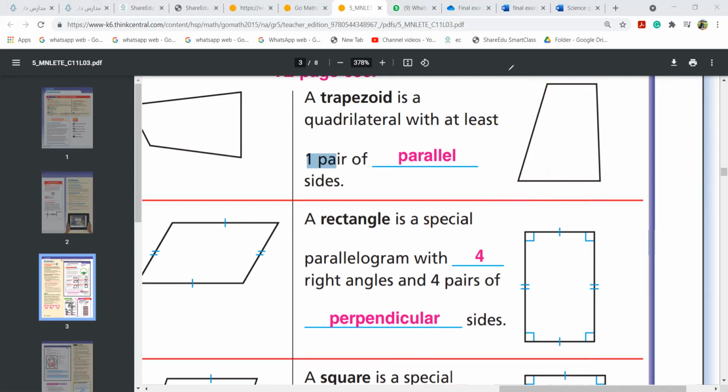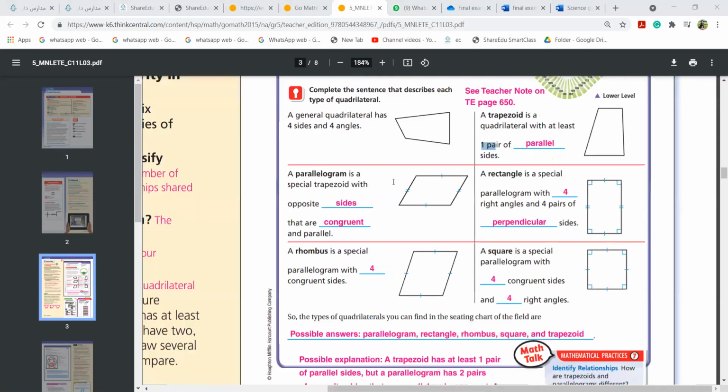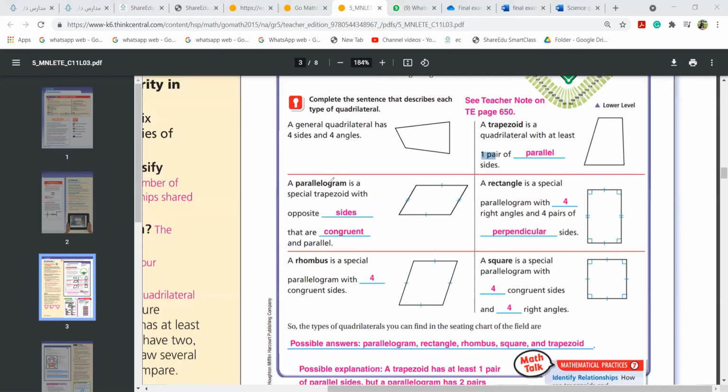Miss, can you scroll down? Now, is it okay? Because I want to see. Miss, we can write? Yes, you need to write this.